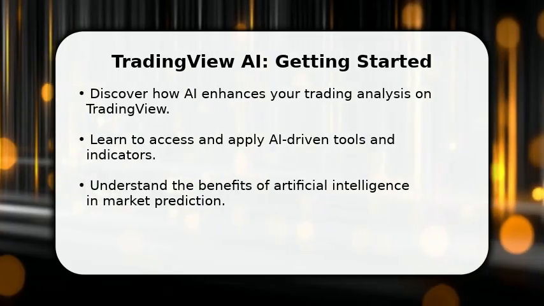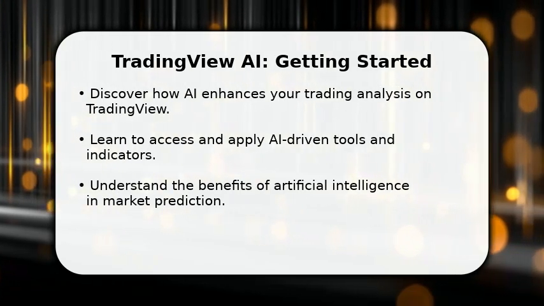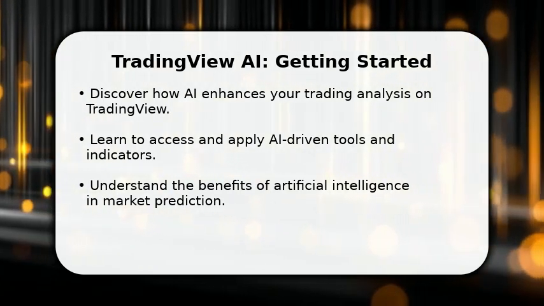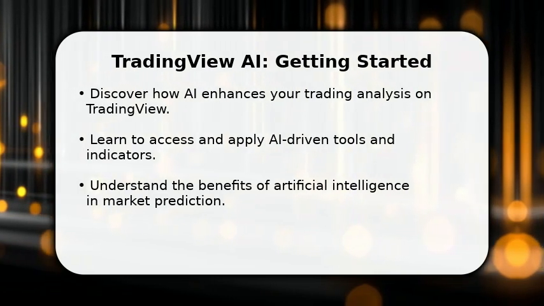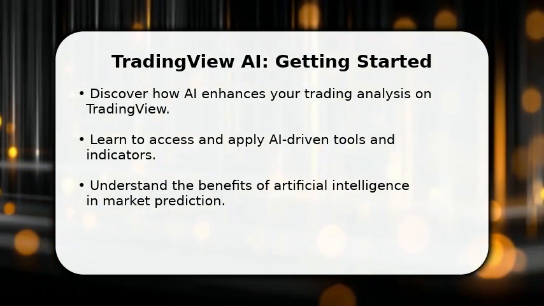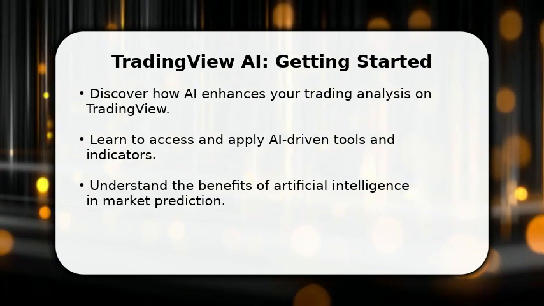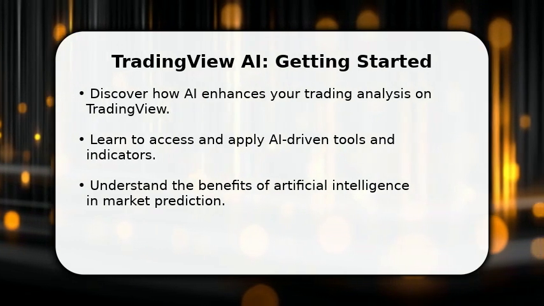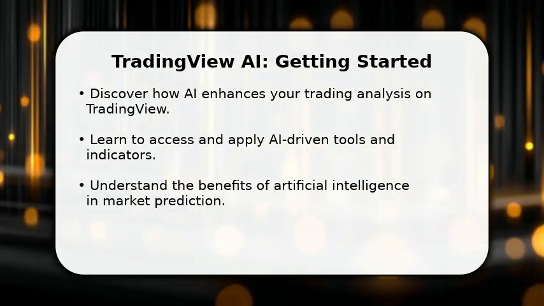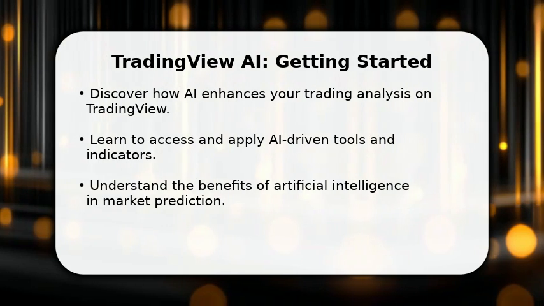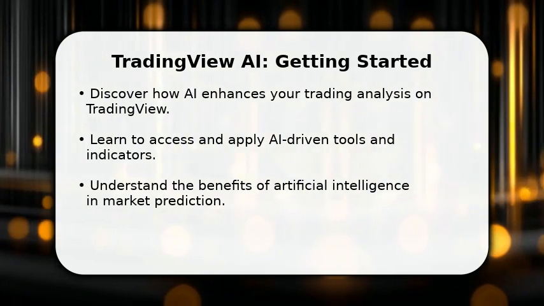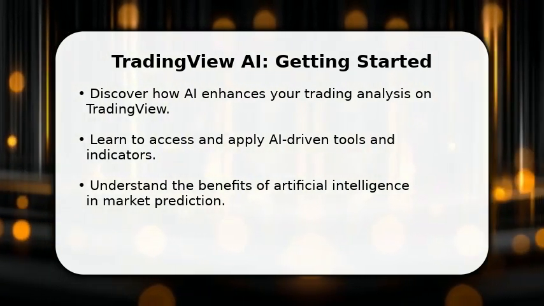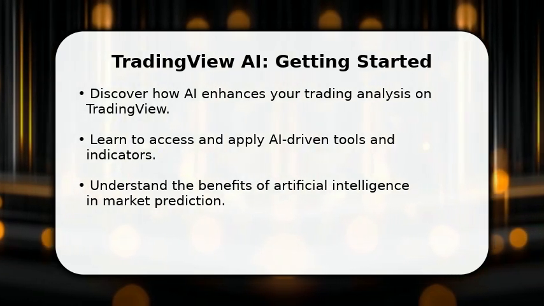In this video, I will explain how to use TradingView with AI. First, navigate to the Indicators section on your TradingView chart. Search for AI-powered scripts or community-developed AI tools. Apply these indicators directly to your chosen assets, like stocks or crypto. This integration helps you identify potential trends and patterns more efficiently. It's a powerful way to augment your traditional technical analysis.